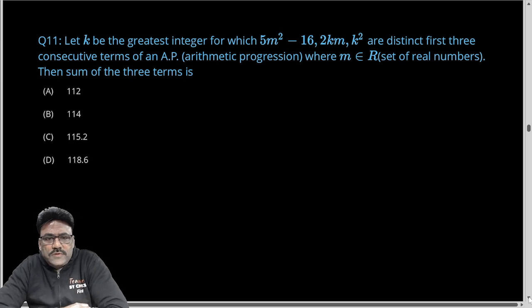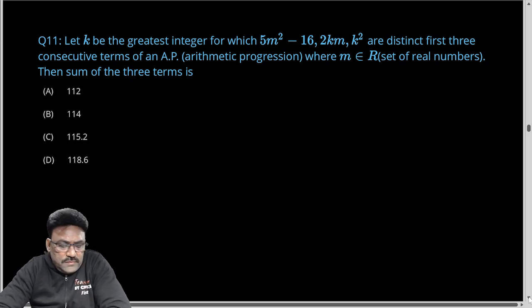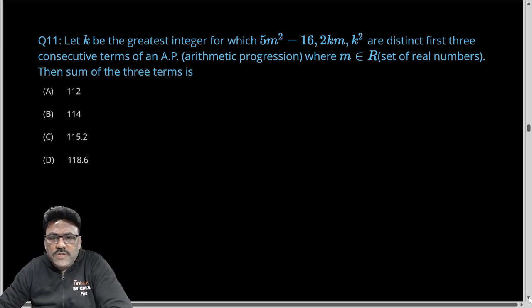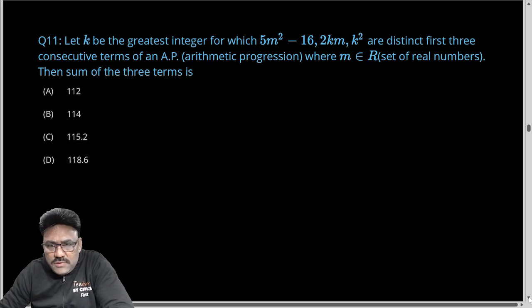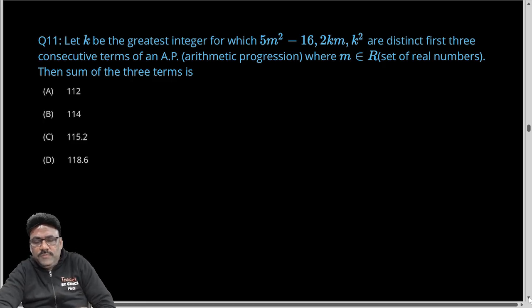Okay, let's see this question. They are saying that 5m square minus 16, 2km and k square are the first three terms of an AP. Then what will be the sum of these three terms? M is any real number here, and k is the greatest integer for which these three are in AP.